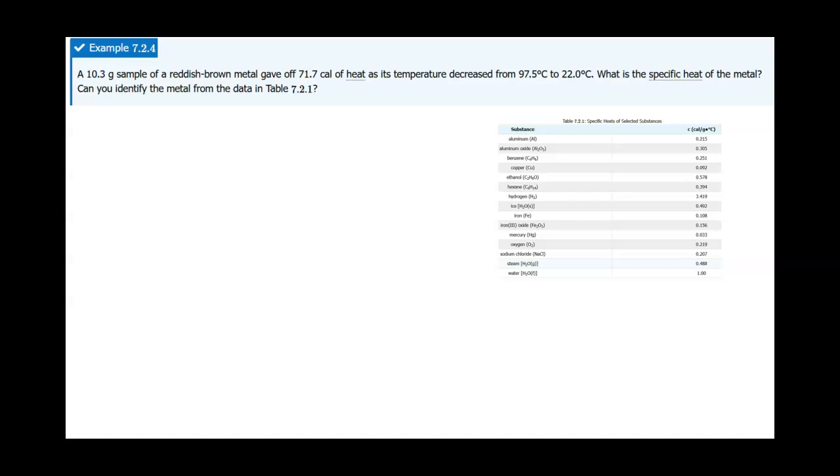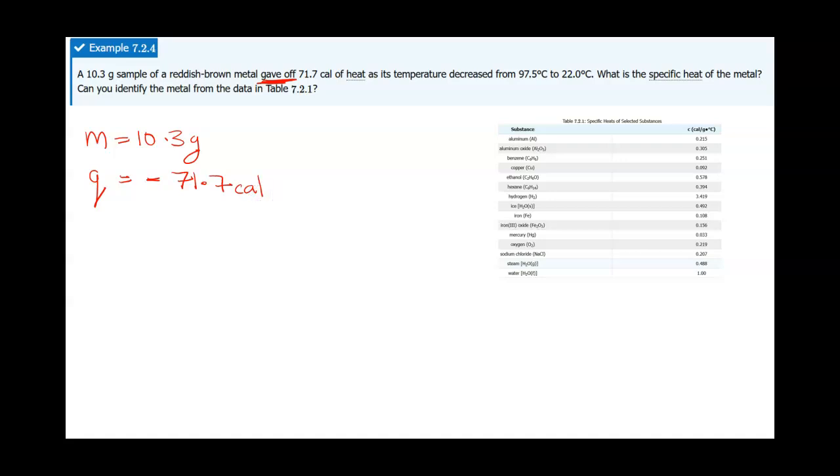Here's another one. It says a 10.3 gram sample of a reddish brown metal, so mass equals 10.3 grams, gave off 71.7 calories of heat. So this word here is key. It says gave off, so that means that the heat was lost. So we want that to be negative for that reason.